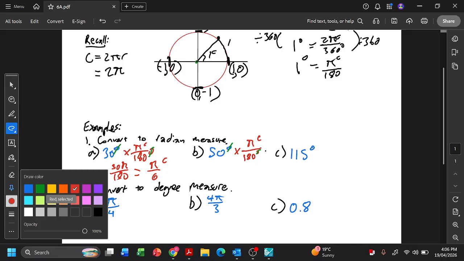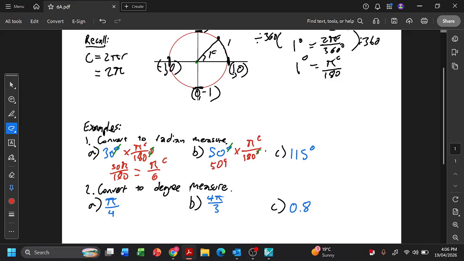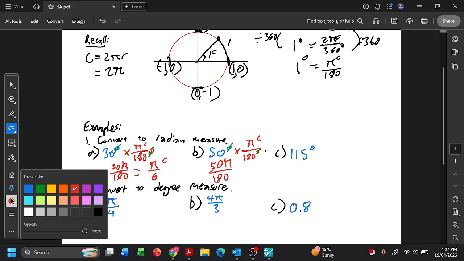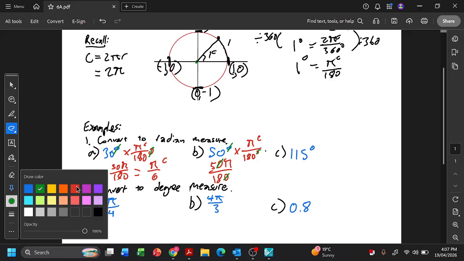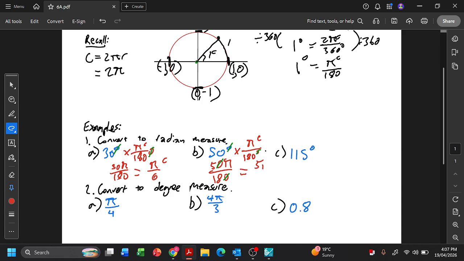And then we can just do 50 pi over 180. Well, what are the common factors here? We can see that both 50 and 180 are divisible by 10 because they both end in a 0. So we can divide both those numbers by 10, which means the zeros cancel out, and that leaves us with an answer of 5 pi over 18 radians, which is our fully simplified result because 5 and 18 do not have any common factors.